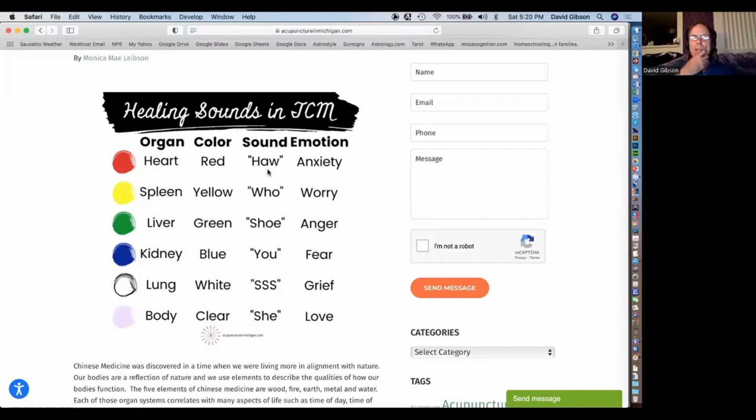The lung is sss. That's overcoming grief, and it's associated with the color white. And the whole body, or triple warmer, is she. She, which is multiple areas or centers in the body. She. And it's a clear light color, and it's about love. She. Right. So those are really simple.